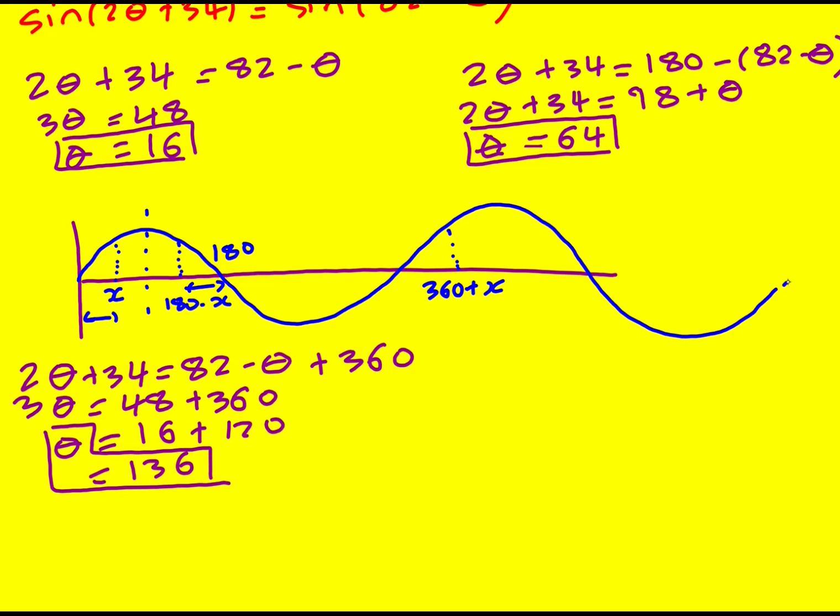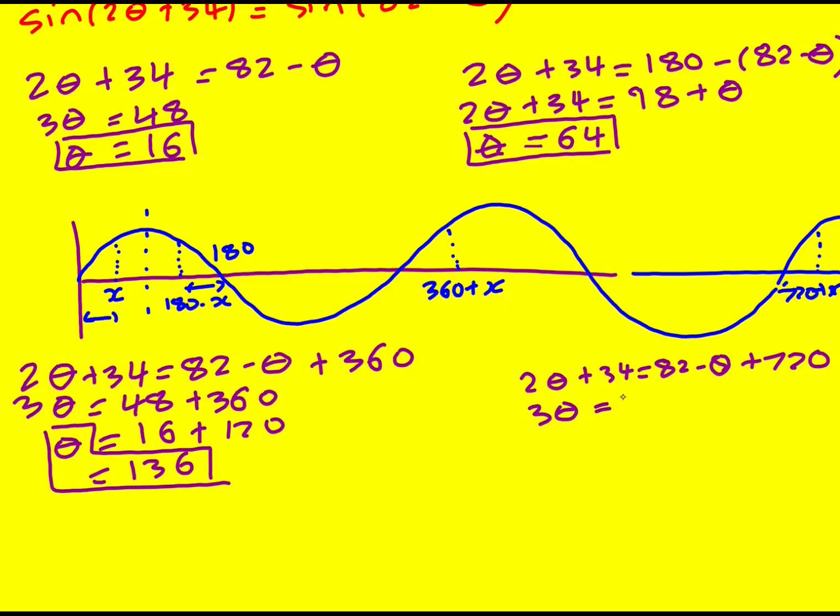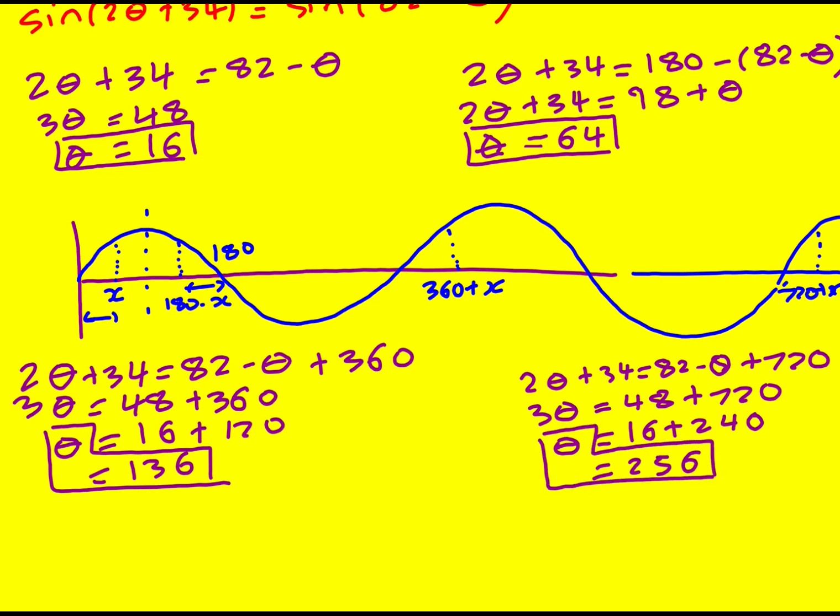And why stop there? Because if I carry on the sine curve, there's going to be another value here that's 720 plus x. So now 2 theta plus 34 will equal 82 minus theta plus 720. Very similar equation formed. 3 theta equals 48 plus 720. Divide through by 3. Theta is 16 plus 240, which gives 256 degrees as a fourth answer.